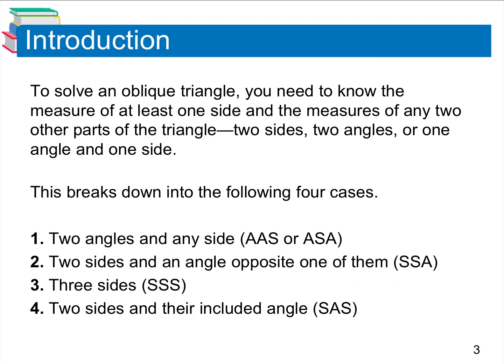To solve an oblique triangle, you need to know the measure of at least one side and the measure of any 2 other parts of the triangle. So it'll give us 3 pieces of information, and we'll have to find the other 3 missing. It could either give us 2 sides and 1 angle, or 2 angles and 1 side, and we'll find the missing parts.